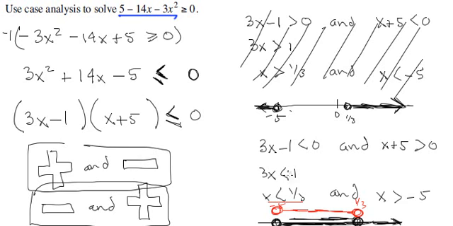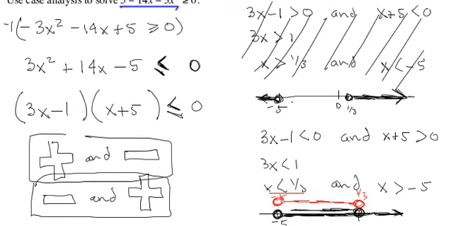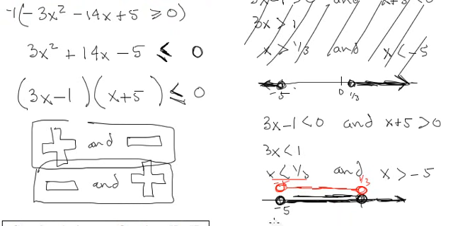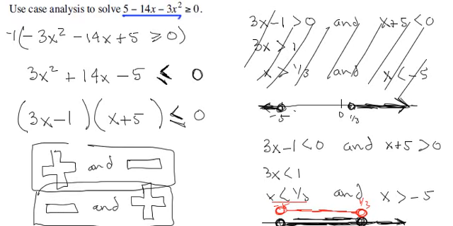Sorry, I'll draw that so you can see it a little better. I'll scroll down so we have more space, rather. From minus 5 all the way up to 1/3 with open circles on both ends. That would be the solution here. For those two numbers, this expression will come out greater than or equal to 0.